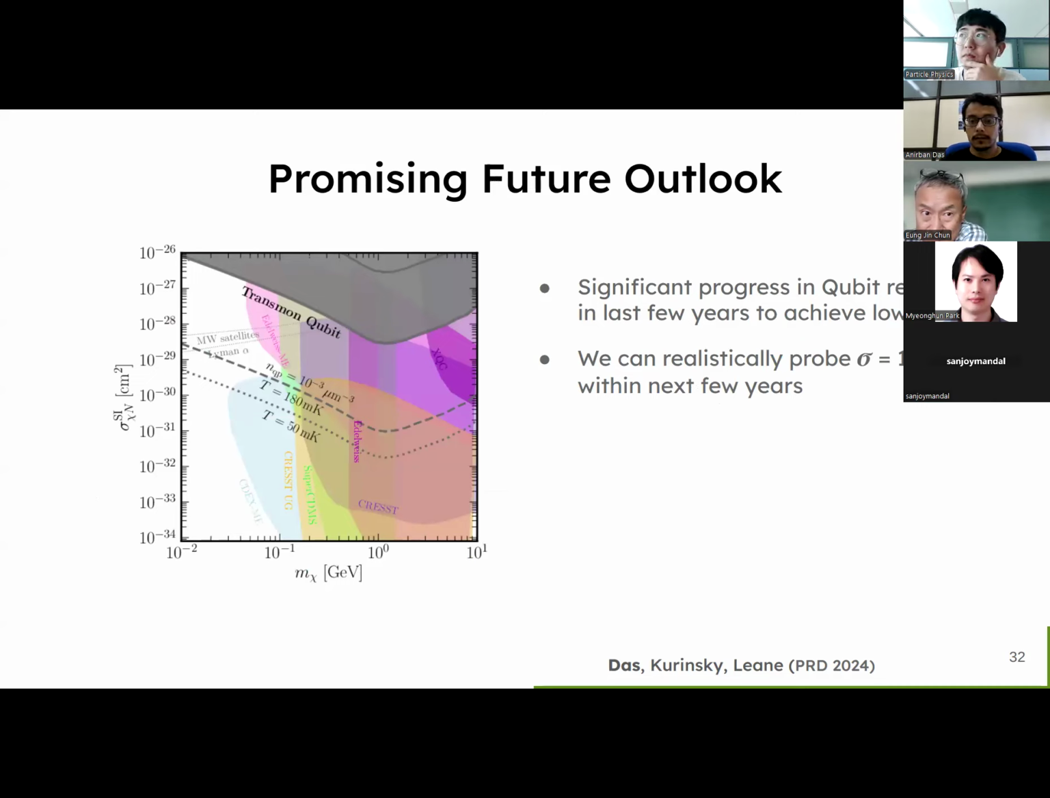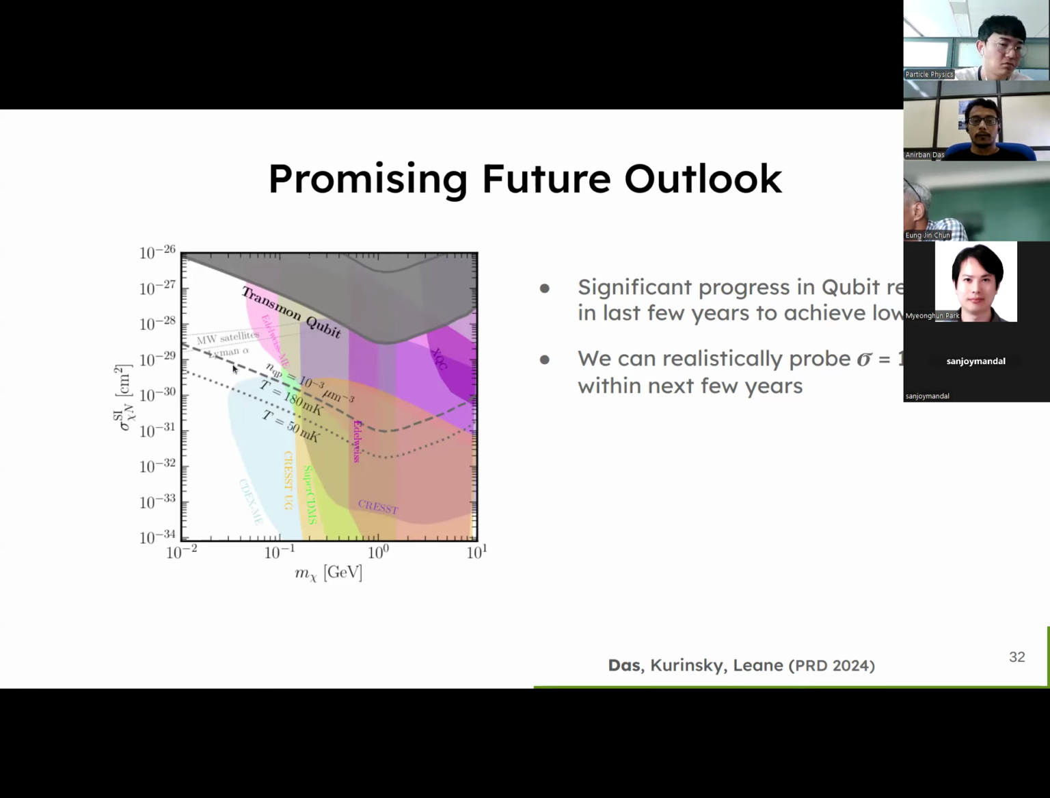And this again looks at some of the future prospects in this direction. This gray region here is the existing limit, which I showed a couple of slides back. I should remind you this is for halo dark matter again, and these colored contours are for other experiments.